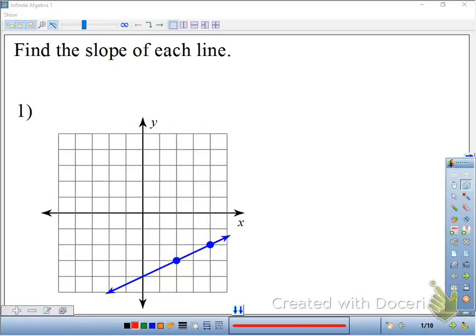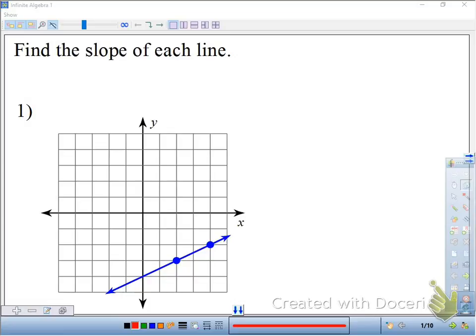All right, guys. Going to quickly go over a few things here from Unit 4. These particular things, basically finding slope, writing equations in slope-intercept form, writing equations in point-slope form. So I'm going to go through the different parts.